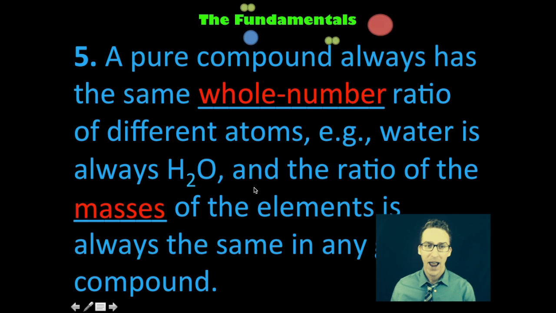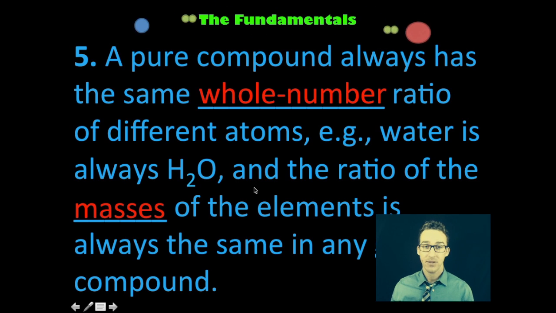And the fifth really important part, and the fifth fundamental concept to walk away with from today, is that a pure compound is always going to have the same whole number ratio of different atoms. For example, water is always H2O, and the ratio of the masses of the elements is always the same in any given compound. It doesn't matter if you have a teaspoonful of water or a swimming pool full of water. The ratio is always going to be 2 hydrogen to 1 oxygen.